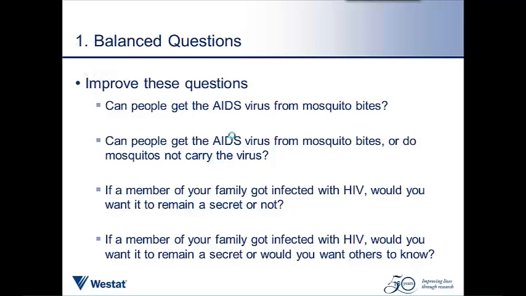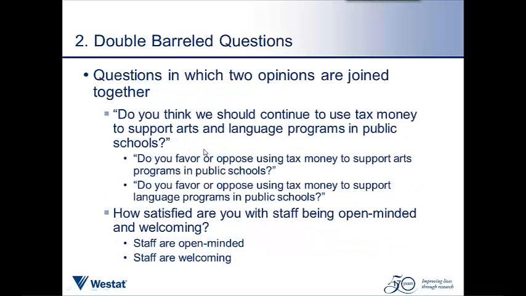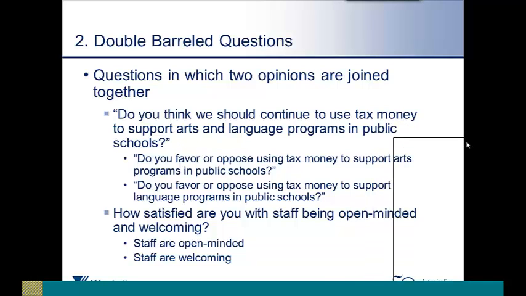So let's move on to the second issue, which is double-barreled questions. A double-barreled question is really a question in which two or more opinions are joined together, and you're asking about multiple concepts at the same time. For example, this question here: do you think we should continue to use tax money to support arts and language programs in public schools? The problem, as you could probably see in this kind of question, is that we're asking about two different things at once.